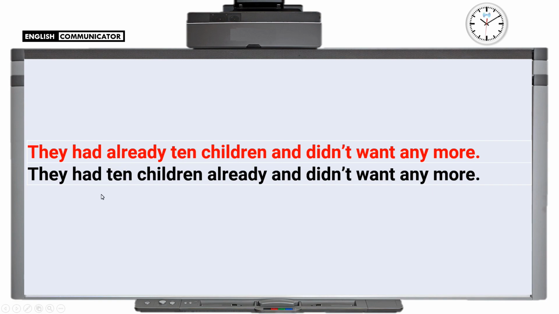So again, there is an order of sentence. You must be very careful to write a sentence in the right order. How you write a sentence in the right order depends on how you choose the word and put the word in the right place. So always concentrate on this right sentence, okay? They had 10 children already and did not want any more. Super.